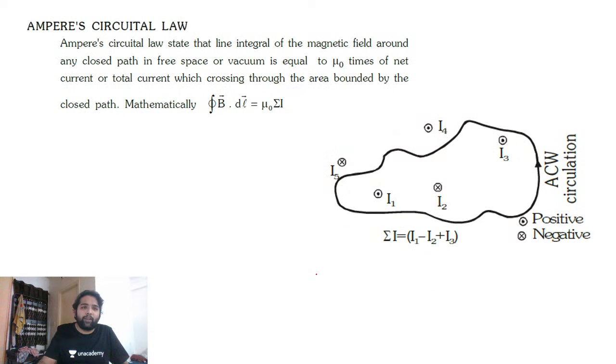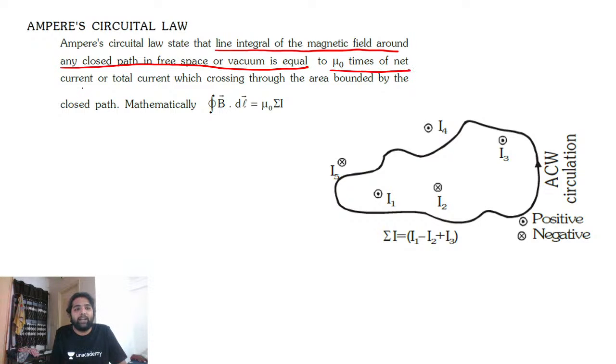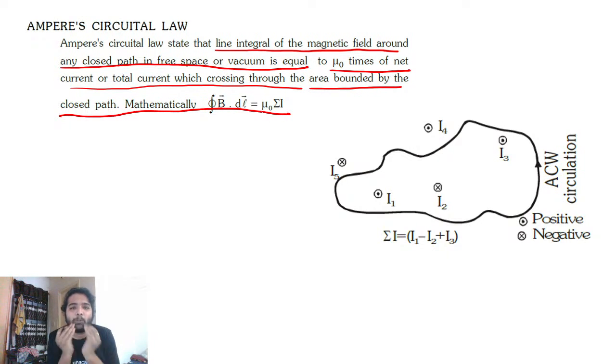Okay. So this here is Ampere's circuital law. Ampere's circuital law states that the line integral of magnetic field around any closed path in free space or vacuum is equal to mu naught times the net current passing through, which crosses the area bounded by the closed path. So this is exactly a bit of a reverse of Gauss law.